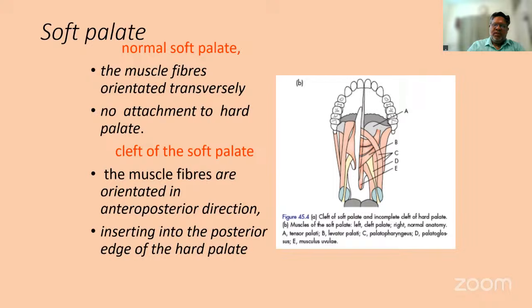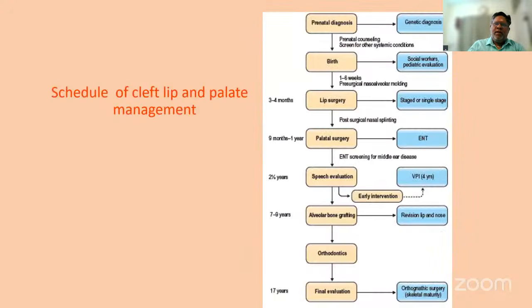Usually, the fibers of the soft palate are decussated in the middle like this, but when there is a cleft palate, the fibers are abnormally attached to the posterior part of the hard palate, especially here. So, the attachment of the muscle fibers to the posterior edge of the hard palate is present in cases of cleft soft palate. The schedule of management of the cleft lip is commonly asked.